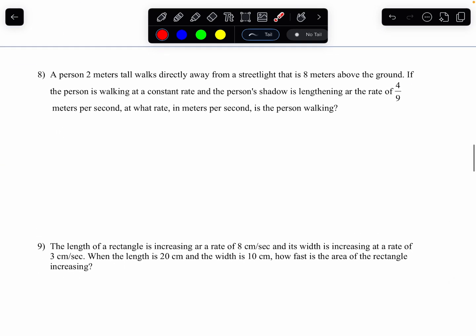A person 2 meters tall walks directly away from a street light that is 8 meters above the ground. If the person is walking at a constant rate and the person's shadow is lengthening at the rate of 4/9 meters per second, at what rate in meters per second is the person walking? So to give an illustration right here, we have the street light. Say that the person's right here. So the street light is 8 meters tall, and then the person walking is 2 meters tall.